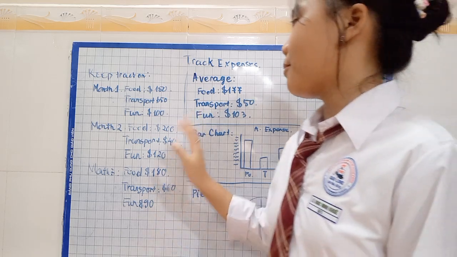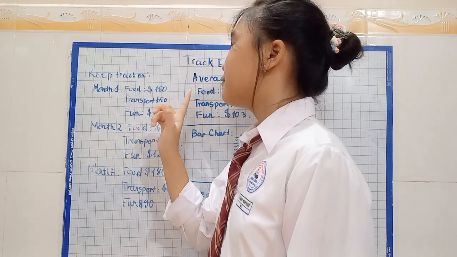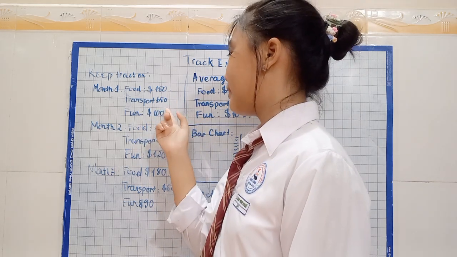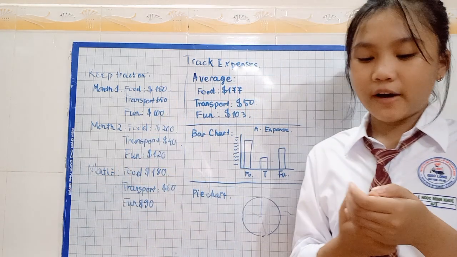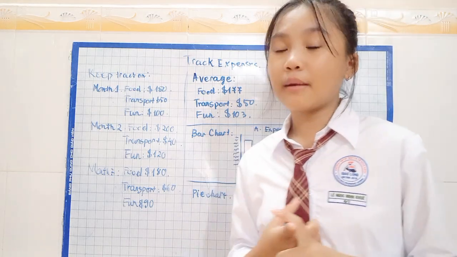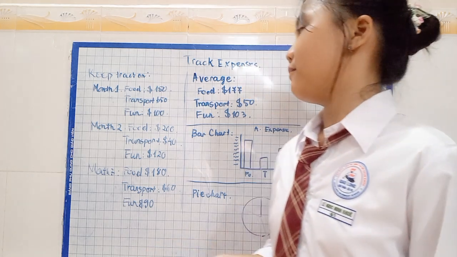First, on month one, we have food. We spent a total of $150. Transport is $50. Fun is $100. Fun is basically about entertainment, so it could be like buying a book, saving up for a vacation, going to the theater, going to a movie, etc. Those could be fun.